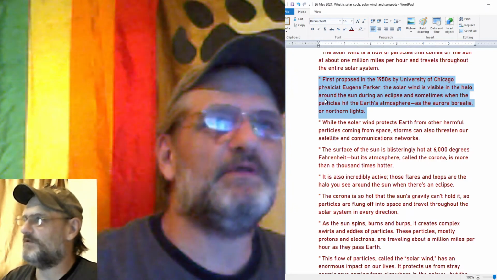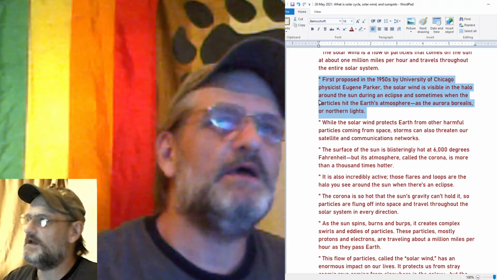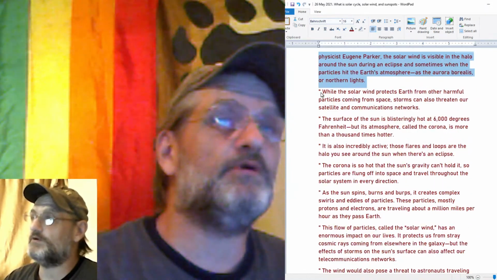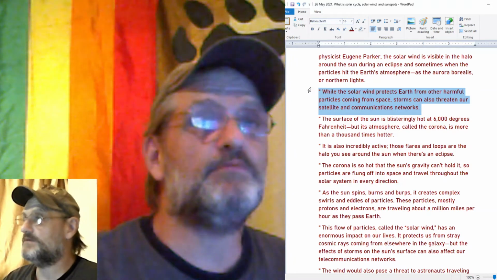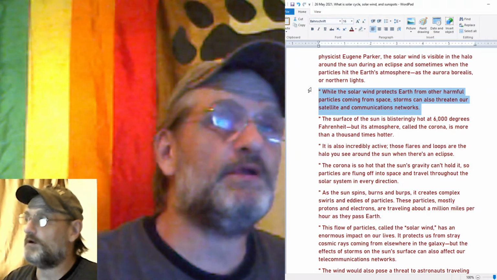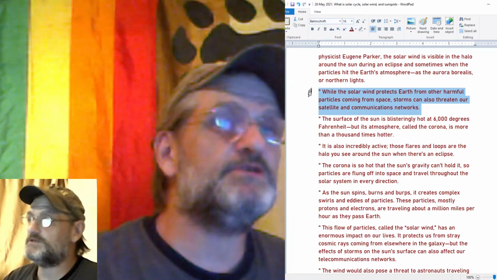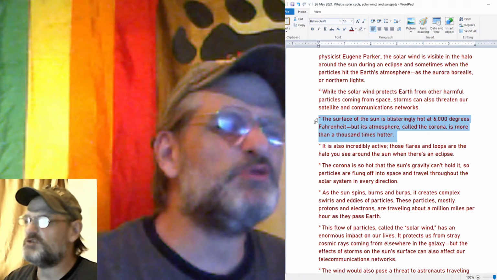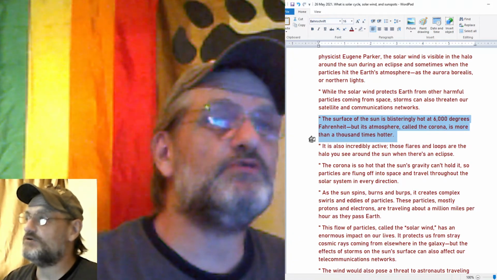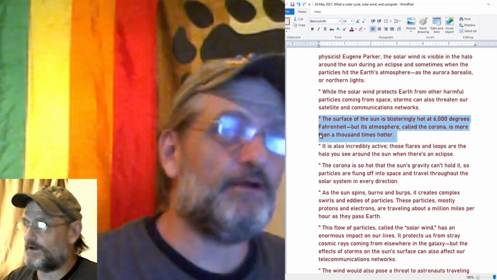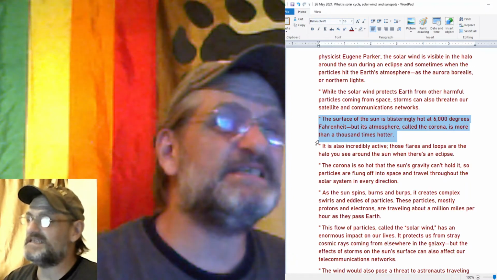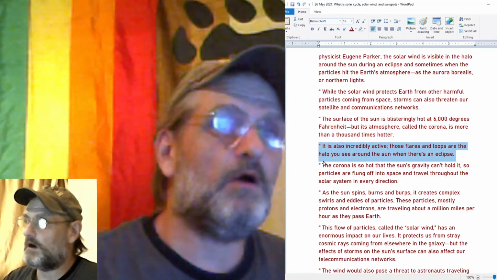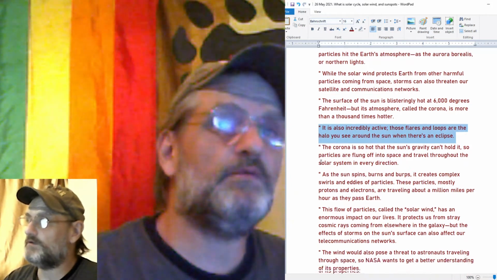The solar wind is visible in the halo around the sun during an eclipse, and sometimes when the particles hit the Earth's atmosphere as the aurora borealis or northern lights. The solar wind protects Earth from other harmful particles coming from space, but storms can also threaten our satellite and communication networks. The surface of the sun is blisteringly hot at 6,000 degrees Fahrenheit, but its atmosphere, called the corona, is more than 1,000 times hotter. It is also incredibly active. Those flares and loops are the halo you see around the sun when there's an eclipse.